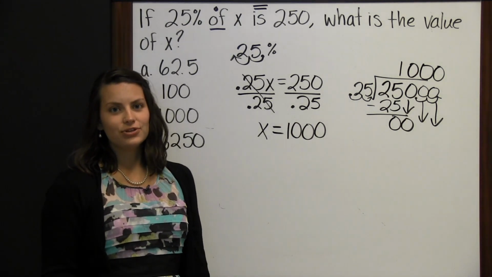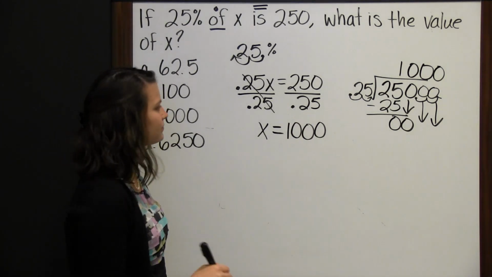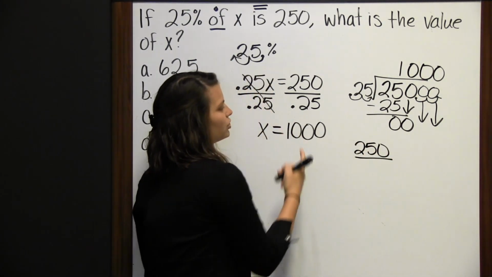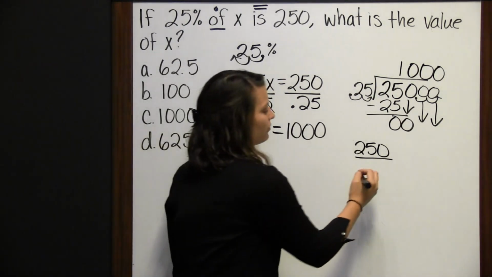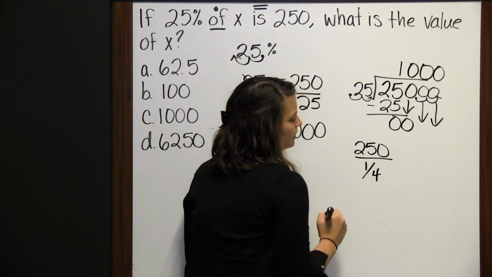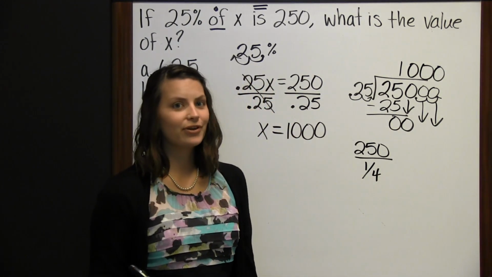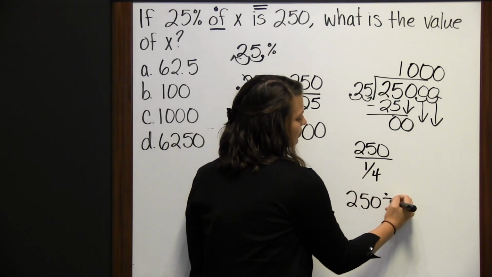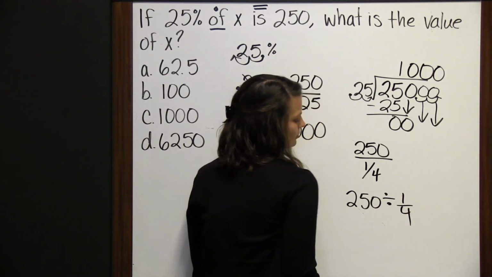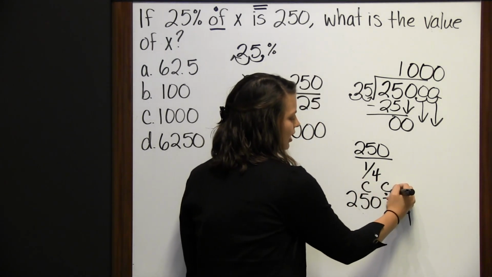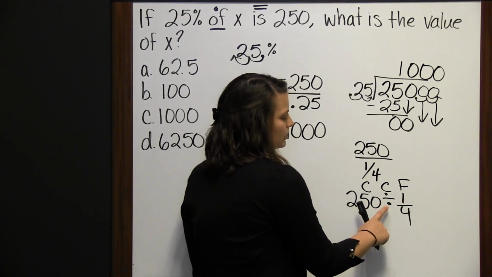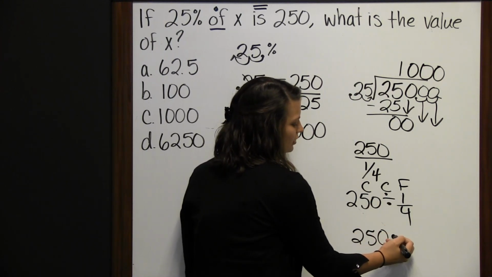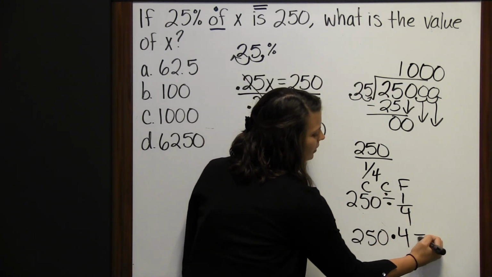Now, if that's a little confusing to you, you can do it one other way. So you can rewrite this as 250 divided by, and then 25 hundredths is 1/4. So it's 250 divided by 1/4, which still might look a little confusing, but we can use copy, change, flip. We can copy 250, change division to multiplication, and flip 1/4 to be 4.